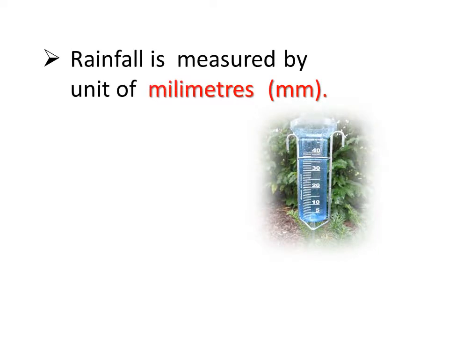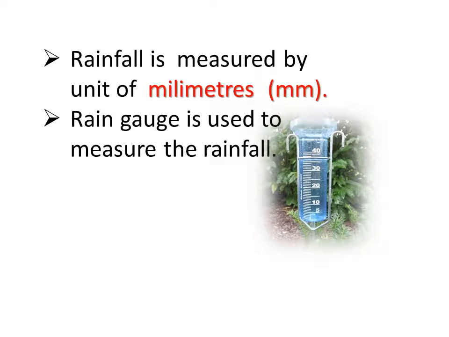So, rainfall is measured in units of millimeters, and the equipment we use to measure rainfall is the rain gauge.